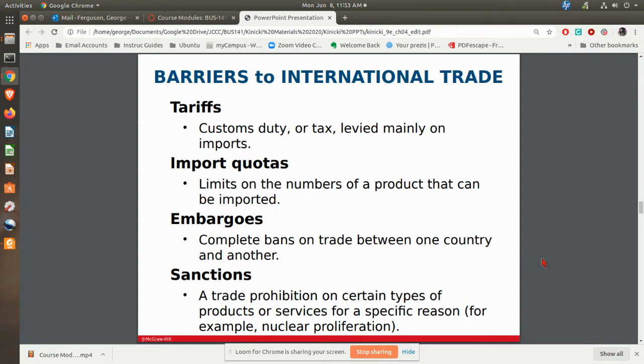Embargoes is where you completely stop any kind of trade with another country. Sanctions is where you say, okay, this country over here, now we are not going to do any kind of trade with country A. You are country B. If you try to trade with country A, we're not going to trade with you.